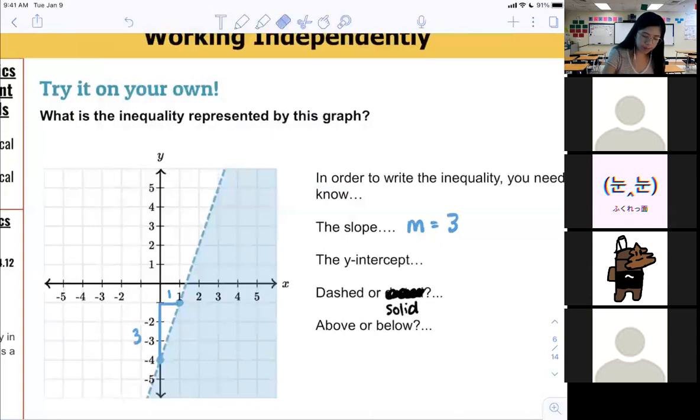What's the y-intercept? -4. Good, -4. Right here, down at the bottom, they show it to you very, very clearly. So we know the slope, we know the y-intercept. Now, is this shading happening below the line or above the line? Below. Yeah, this one's below the line. And is that line dotted or solid? Dashed or solid? This is dashed.